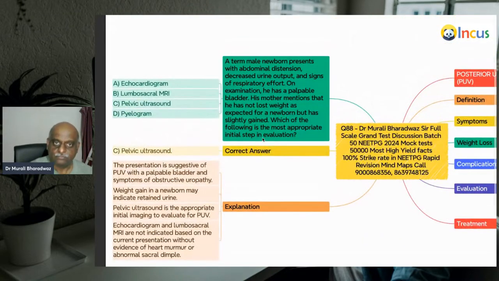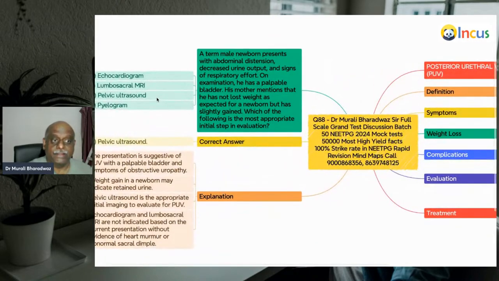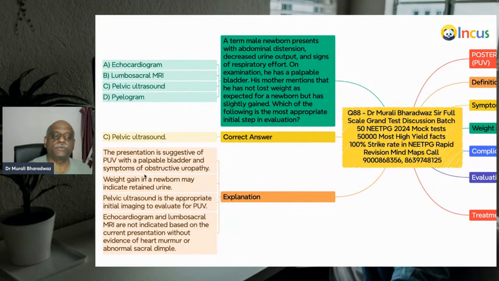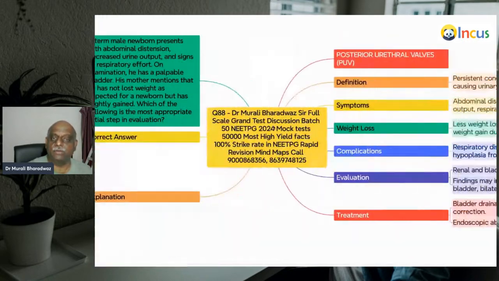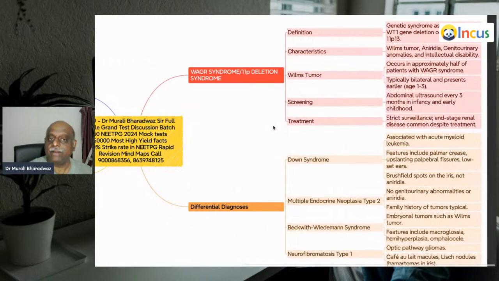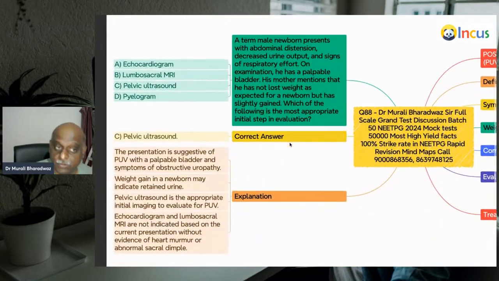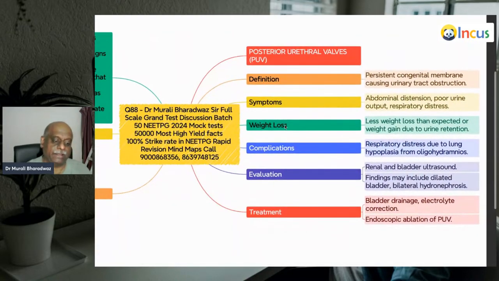Now, a term male newborn presents with abdominal distension, decreased urine output. So, palpable bladder, symptoms of obstructive uropathy, that is all suggestive of the posterior urethral valves, is what you need to remember. And you need to evaluate it by doing the pelvic ultrasound is what you should remember.